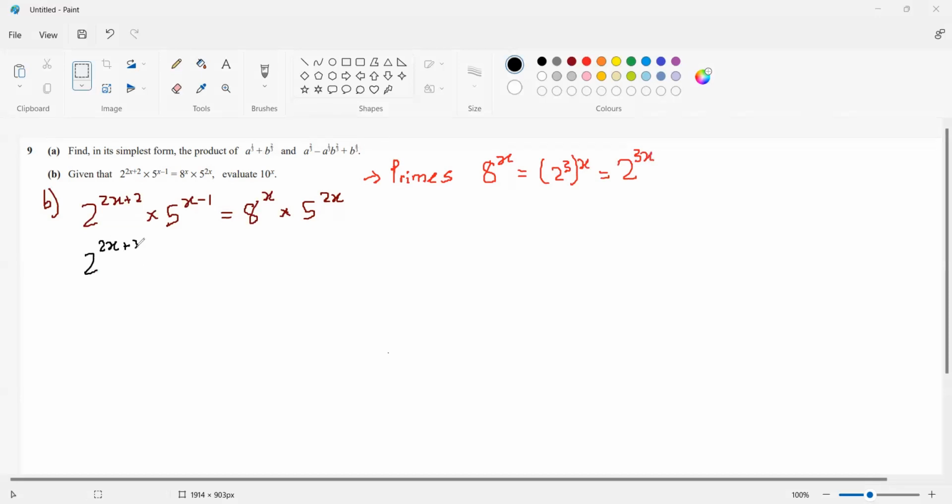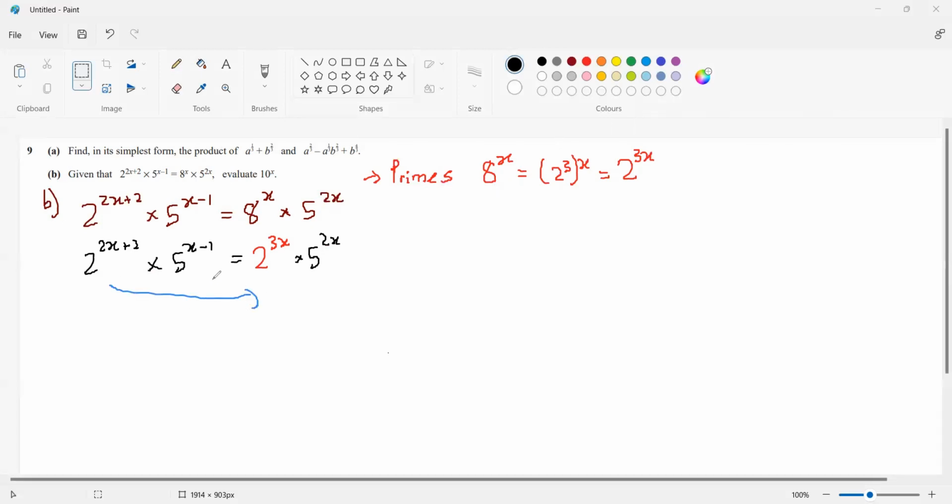So 2 to the power of 2x plus 2, times 5 to the power of x minus 1. Just a term we need to replace: 2 to the power of 3x, and then multiplied by 5 to the power of 2x. So the next regrouping that would be advantageous, I guess, would be to bring all the 2 terms to one side and all the 5 terms to the other side, because looking at the final answer, that's the kind of way.